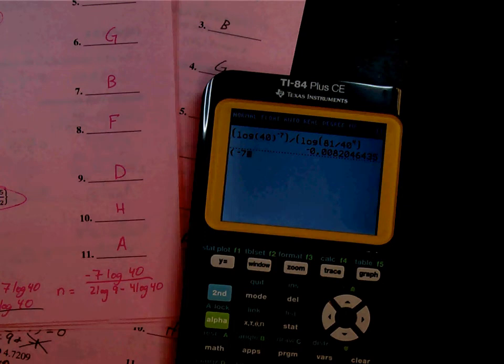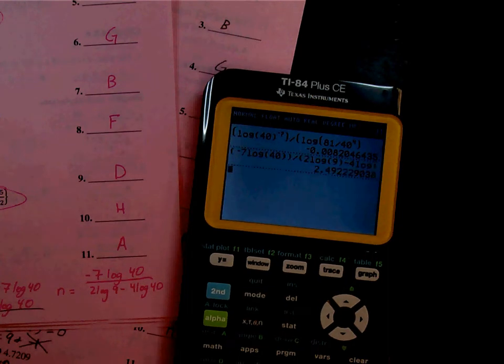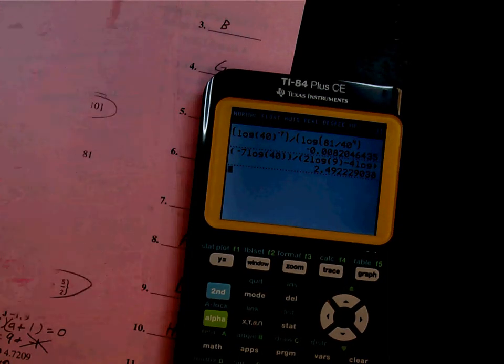Negative 7 log of 40 divided by 2 log of 9, let's see, minus 4 log of 40. 2.4922, there it is. Okay.